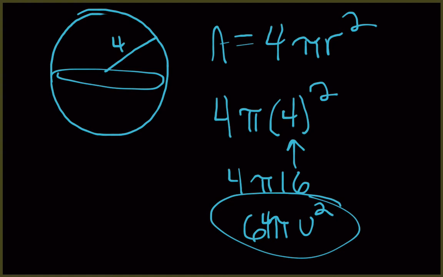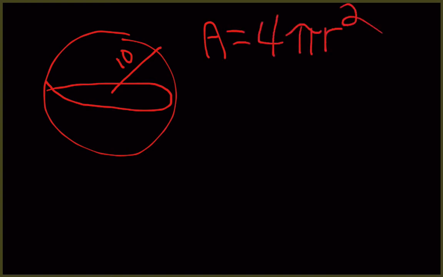So trying that again, I'll give you a different one to try. Okay, so we'll say that it is 10 this time. And remember your formula, so I'll give it to you since you'll always be given it, is 4 pi r squared. So go ahead and pause the video, give that one a try, hit play when you're ready.